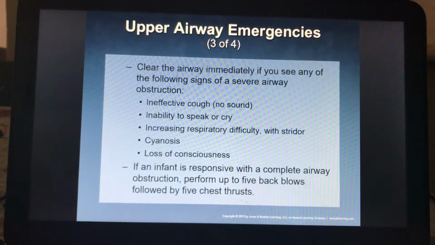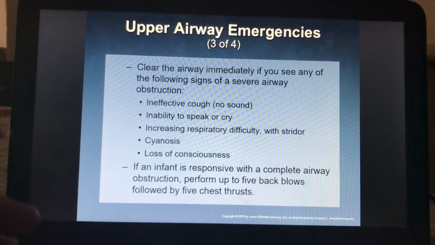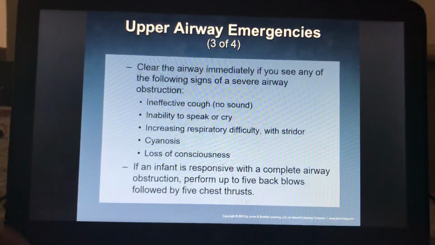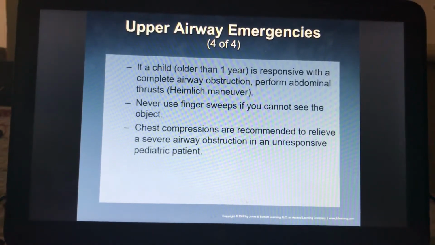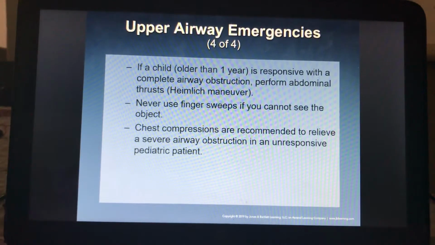If they do lose consciousness, or if it becomes a complete airway obstruction and they're still conscious, again, the Heimlich is the preferred maneuver. When they go unconscious, go ahead and start your CPR. If they're less than a year, don't forget the choking infant: 5 back blows, then 5 chest compressions, then rotate back and forth if they're under a year.